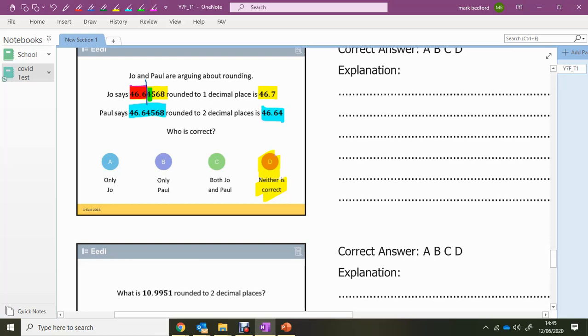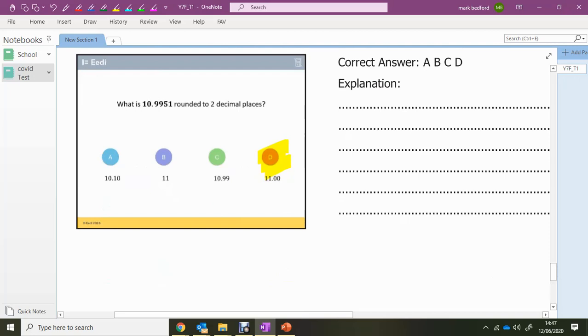Rounding to 2 decimal places, if I put my line here 2 places after the decimal point, the digit after the line is bigger than 5, so I add 1 on to the digit that comes before the line, giving me 46.65. So Joe was wrong, Paul was also wrong, neither is correct.